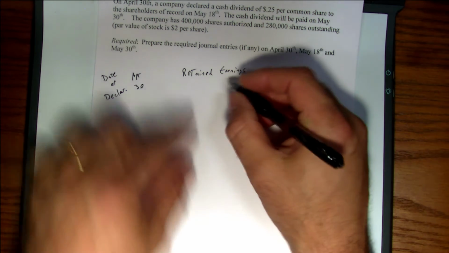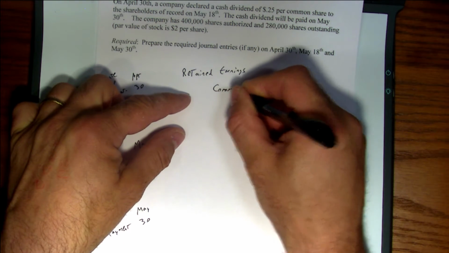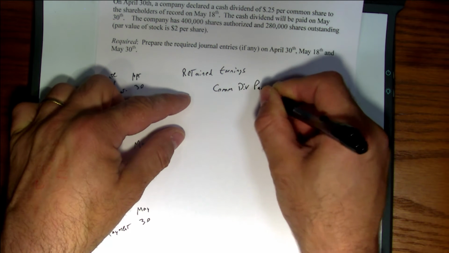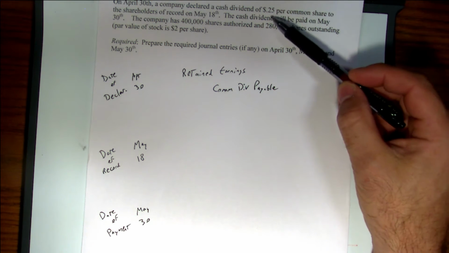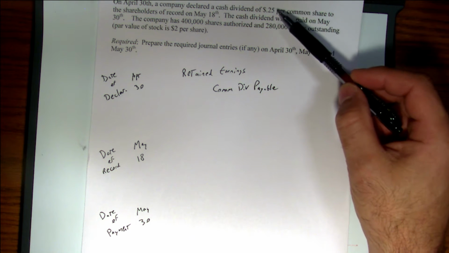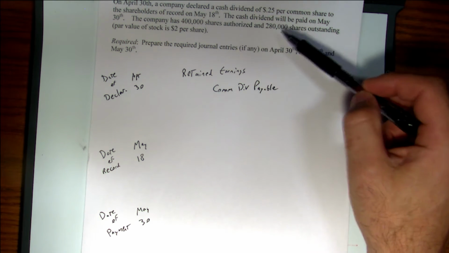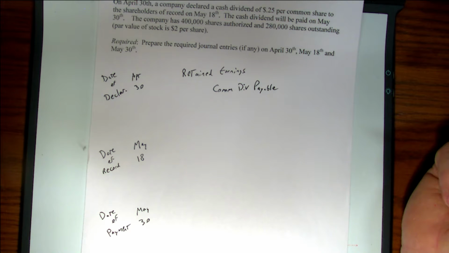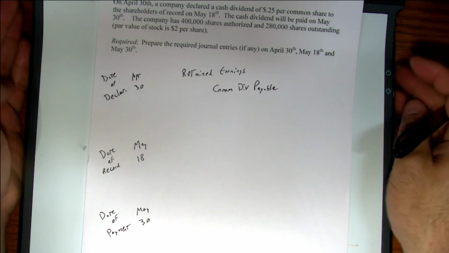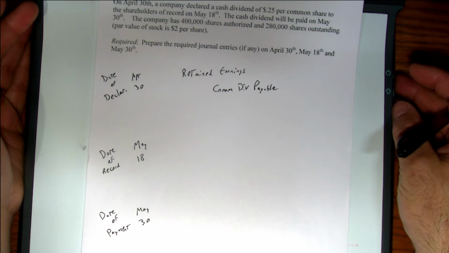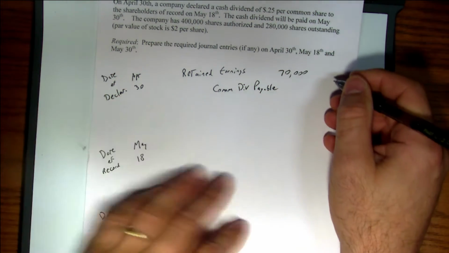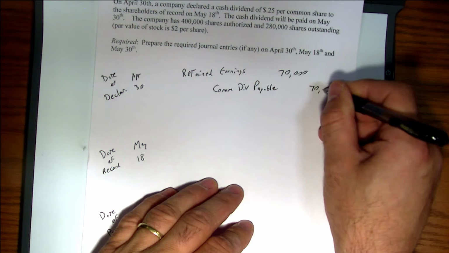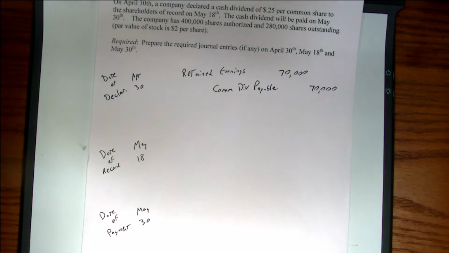We debit retained earnings and we credit common dividends payable. Correct? Now, the question is, it's 25 cents per common share. Do we take that 25 cents per share times 400,000 or times 280,000? What do you think? The outstanding one or the 280,000? The 280,000 outstanding, okay? And what is that amount? 70,000. Okay? So this is our journal entry on the date of declaration. Did you guys get that? Debit retained earnings, credit common dividends payable for 70,000, okay?